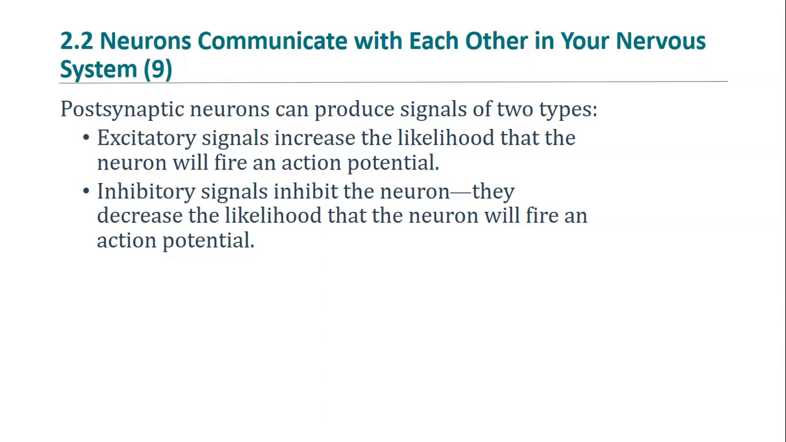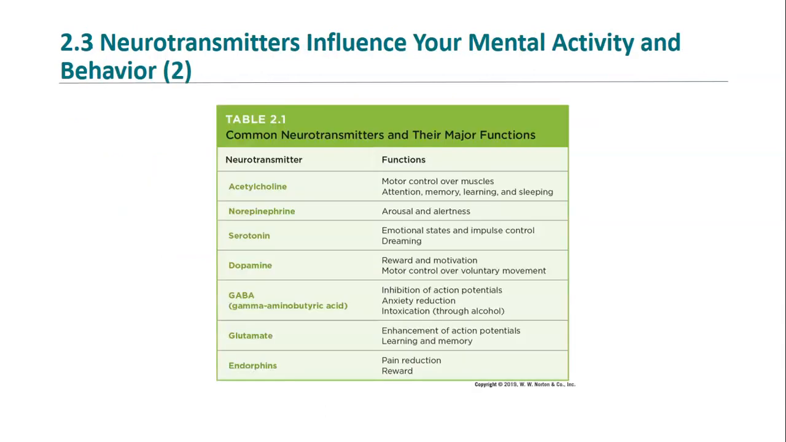Some neurotransmitters increase the probability of an action potential in the postsynaptic neuron. We call those excitatory neurotransmitters. Others reduce the likelihood of an action potential in the postsynaptic neuron. Those are called inhibitory neurotransmitters. Over 50 different neurotransmitters have so far been identified for the human brain. A few of them that have major effects are listed here in the chart.